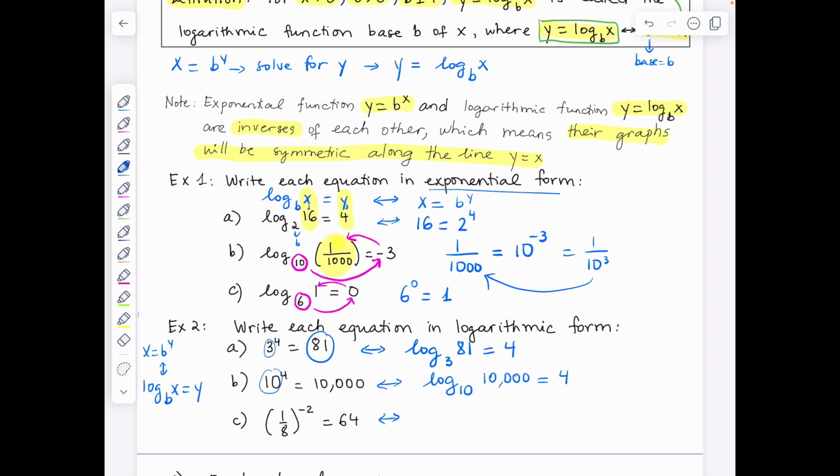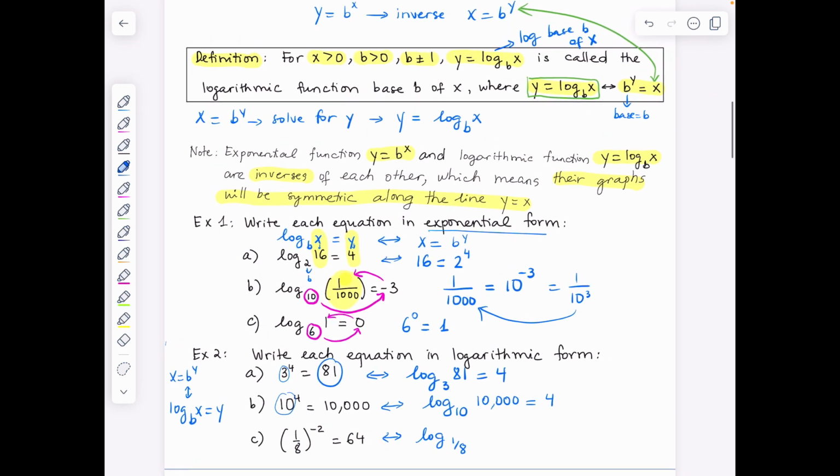And the last one, log base 1 over 8. Now we always want to make sure that the conditions in the definition are satisfied here. Remember, the base has to be positive and different from 1. And in our case, our base is 1 over 8, so it is still a positive number and it is different from 1. So we can convert it to a logarithmic function. So log base 1 over 8 of 64 is equal to negative 2.